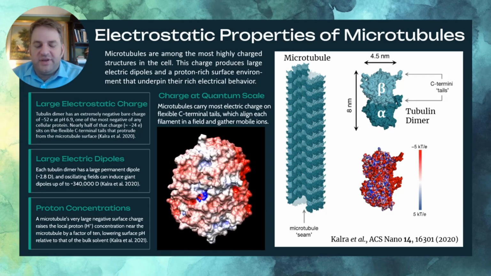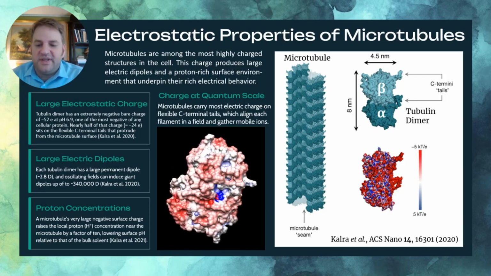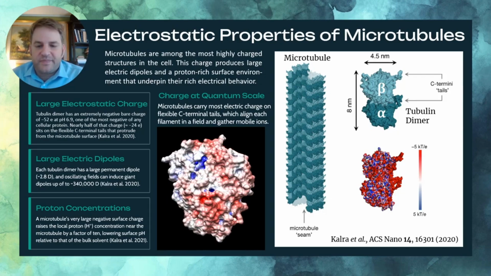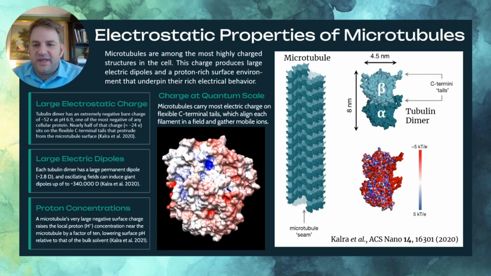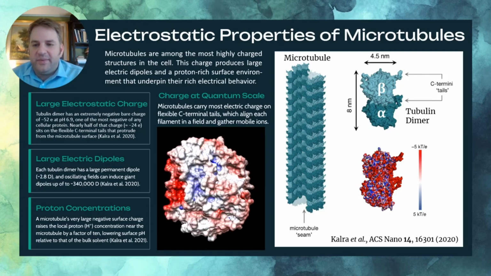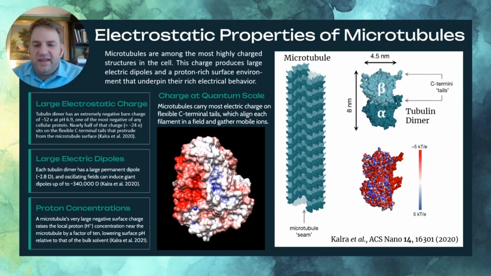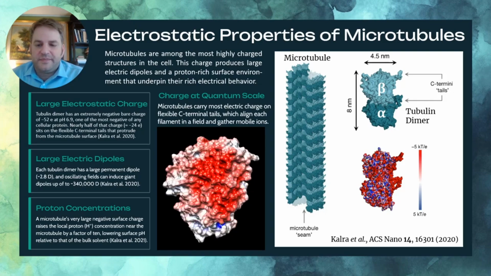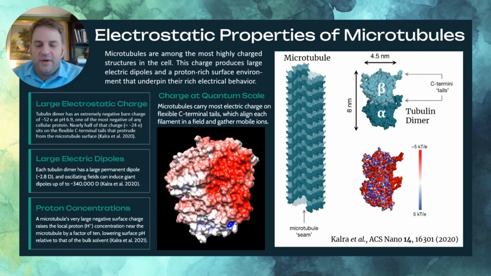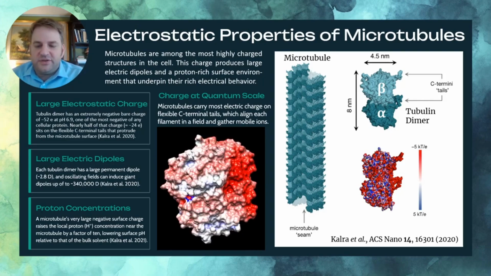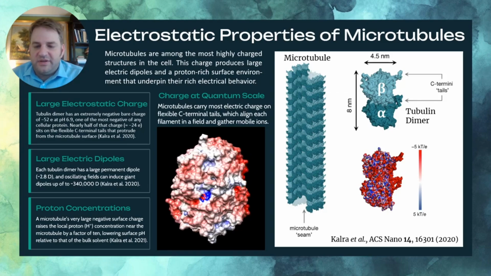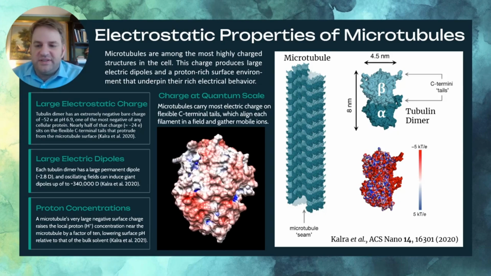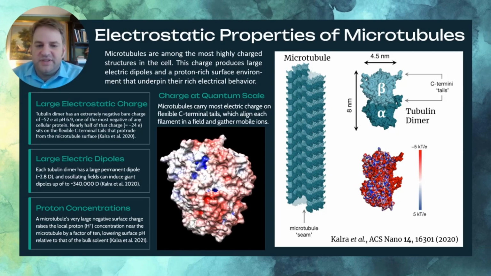You can see this figure here I've borrowed from Kalra's ACS Nano paper. We see the microtubule with the seam labeled that zips up, and the tubulin dimer. And we can see, in addition, the red and blue colored overlay on the surface representation of the tubulin, that shows negatively charged regions in red and positively charged regions in blue.